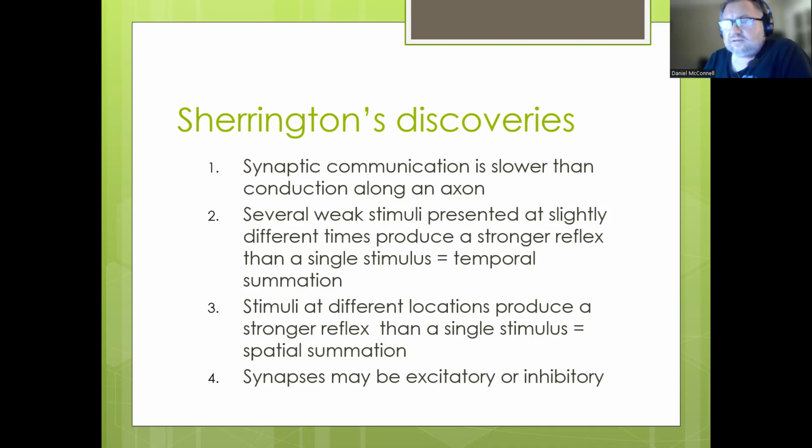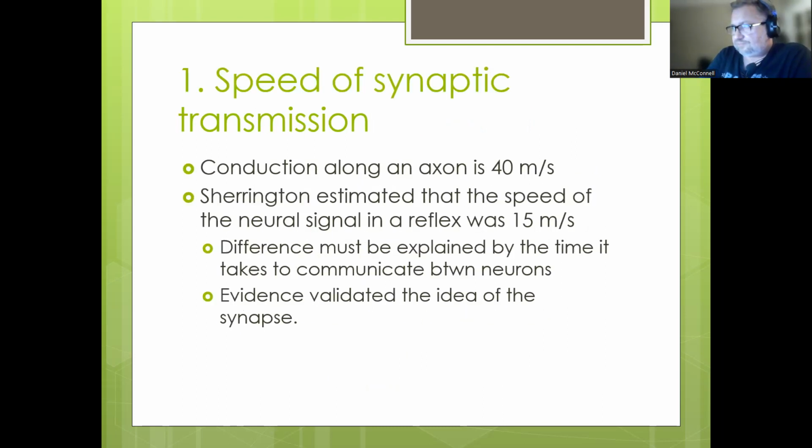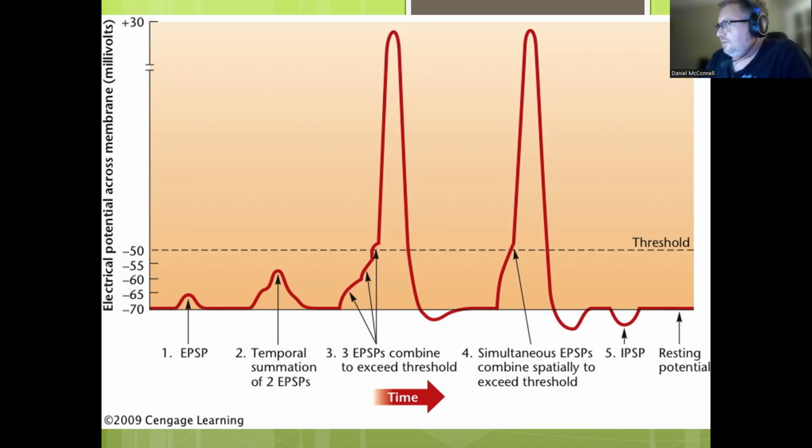So point number 4 of Sherrington's discovery is that he discovered that synapses can be excitatory, and that's what we've been talking about so far, these graded potentials adding up to create enough to excite the neuron and trigger an action potential. Those EPSPs that I had talked about, those are excitatory postsynaptic potentials. But Sherrington also discovered inhibitory postsynaptic potentials, or IPSPs, and that was also in, where was it? Here we go. This particular image, number 5. We see what happens with an inhibitory signal is that instead of raising the internal voltage closer to the threshold, and if we cross that threshold, we're going to trigger an action potential.